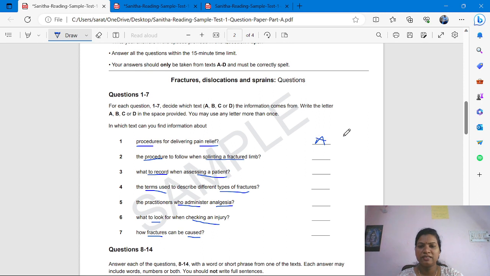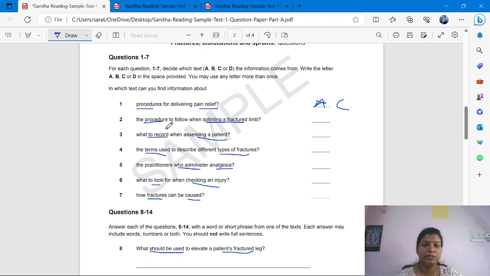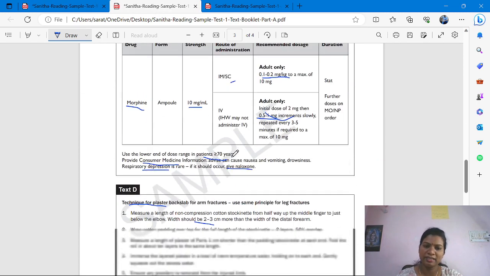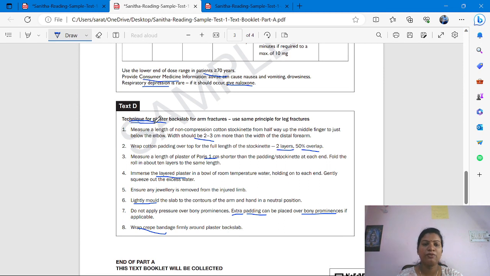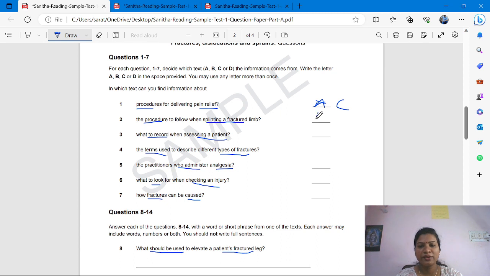Here you have to write C. Next: the procedure to follow when splinting a fractured limb. We already got some idea about the text. What are the procedure techniques? See, other times they give techniques. This is also procedure, techniques, method. Techniques for plaster patch: measure length, wrap cotton, measure length of plaster patch once. These are the techniques, the procedures or protocol we have to follow. What is the answer? Here we have to write D.